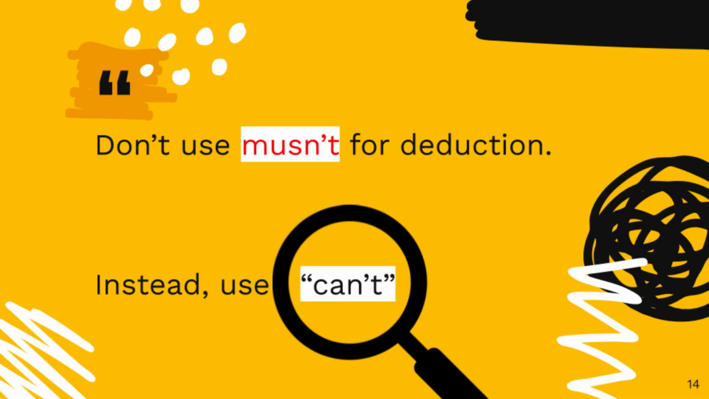When we use must, we are expressing that we are 100% sure about something. And when you are sure that something is not true, then we use can't and not mustn't. You must remember that with deduction and with speculation in English, you shouldn't use mustn't in the negative, but always can't. Let's carry on then with the next group of modal verbs.